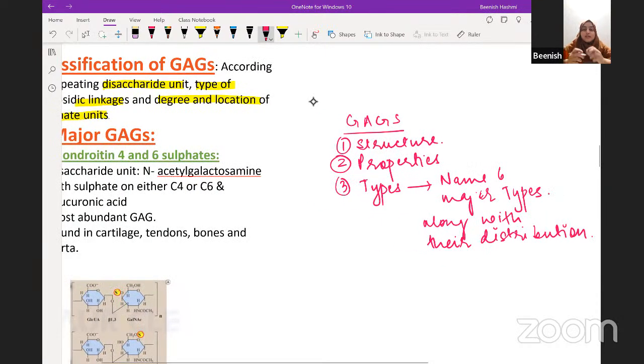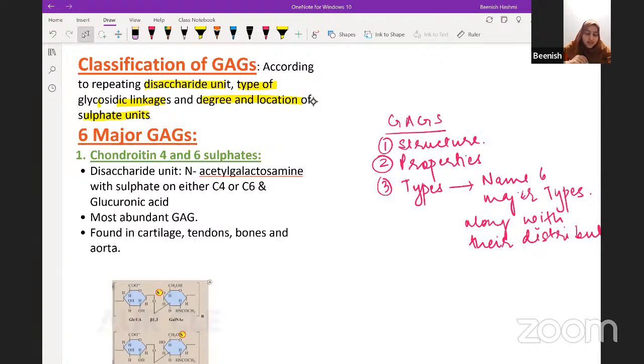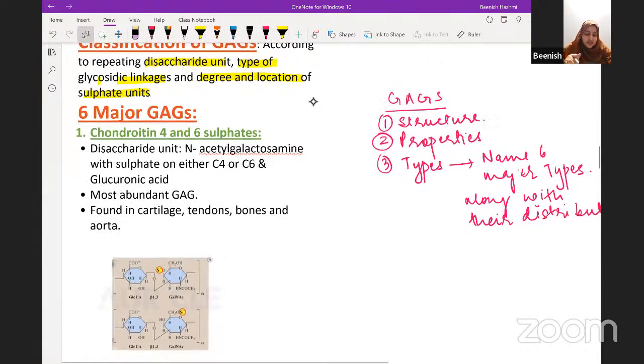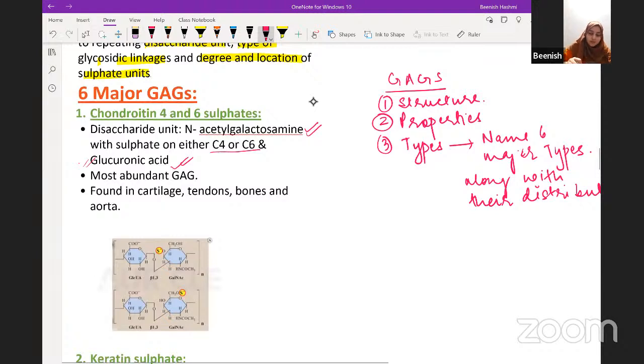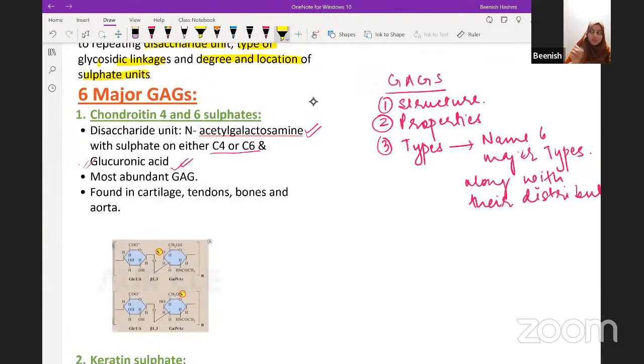Okay, so this is like the bare minimum. Even if you're not able to memorize, like the disaccharide unit is N-acetyl galactosamine with sulfate in either C4 or C6 and glucuronic acid, it's fine. But if you're able to learn that chondroitin sulfates have at least galactosamine and glucuronic acid, then also it's fine. But what you should know is that they are the most abundant GAG. This can form an MCQ question: which of the following is the most abundant GAG. Now they are found in cartilages, tendons, bones, and aorta.